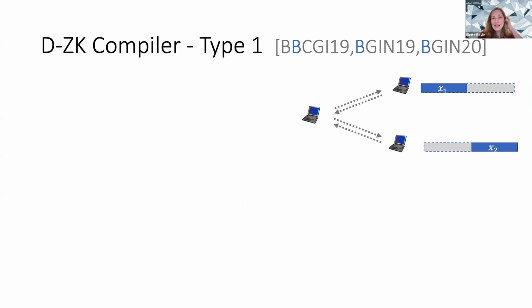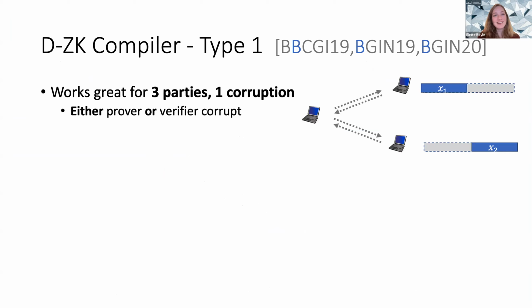So looking at applications of this type 1 compiler, it's perfect for 3 parties with 1 corruption. It's exactly what you need. This we had in this original work here. And what's really nice and simple about that setting is that either the prover or a verifier can be corrupt, because there's only 1 corrupt party.